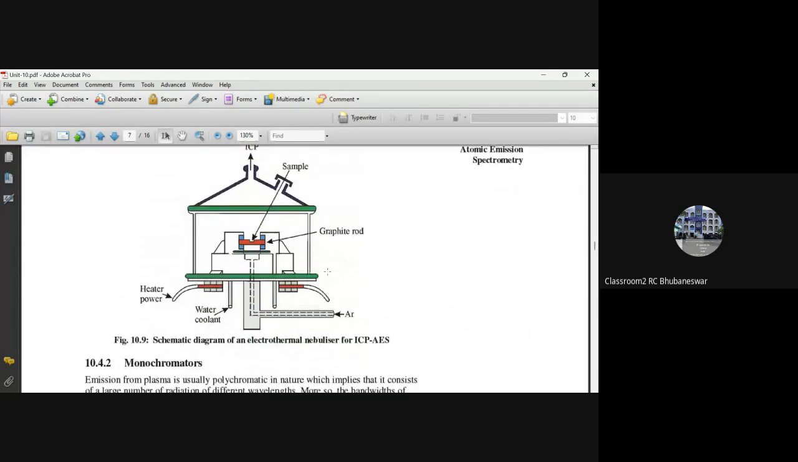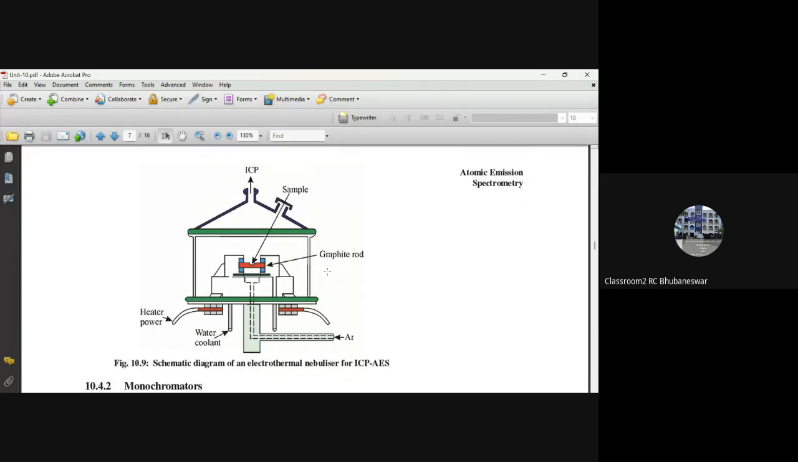So this is the thing you can see. If you remember the graphite furnace we used, there you didn't have any flame. Here you see argon purging is done through this argon purge up to here. Then the graphite rod is there where you keep your sample. But these are very, very sensitive techniques.